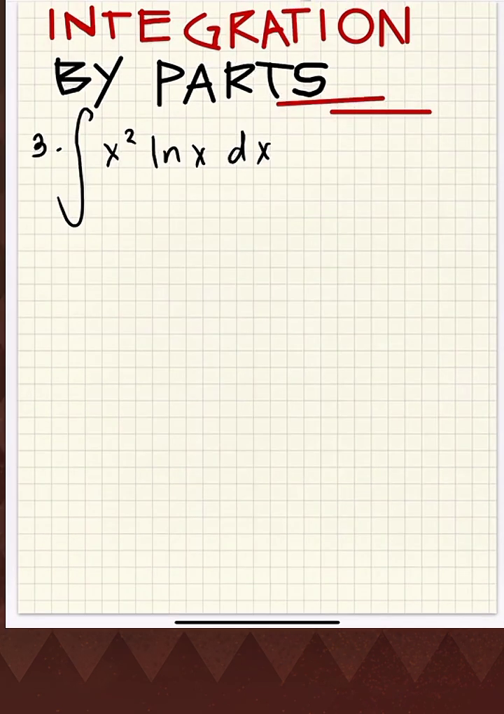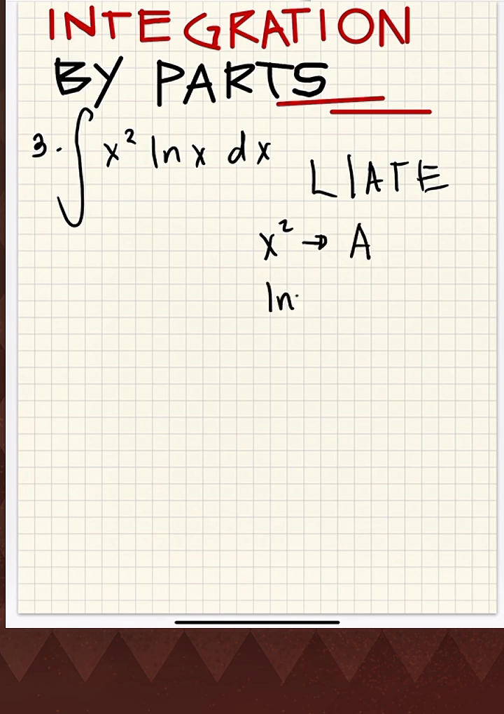Let's solve our problem number 3 in integration by parts. So the integral of x squared multiplied by ln x dx. So first thing to do is apply LIATE. So in this problem, our x squared will be algebraic and the ln x is a logarithm. So as we can see, the logarithm is at the first place. So this will be our u and this will be our dv.